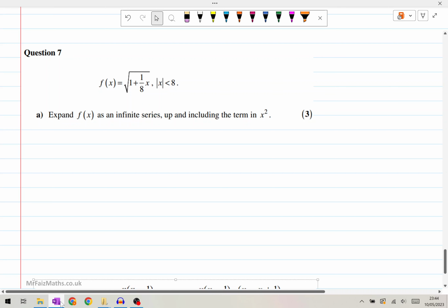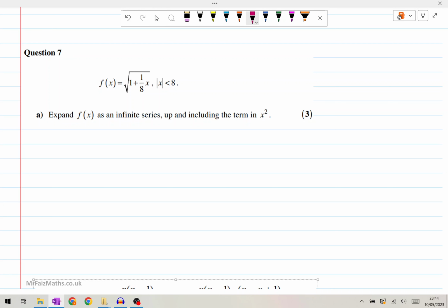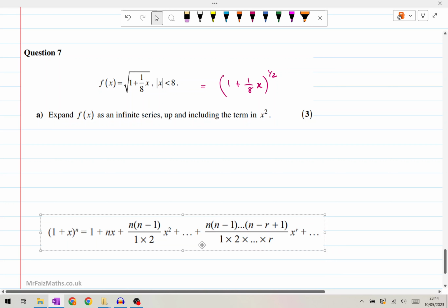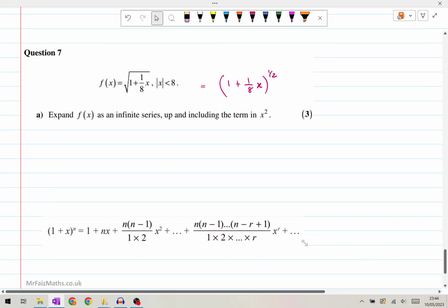Okay, on question number 7, we are given this expression and it's a binomial expansion that we need to do. Now, we would first need to rewrite this function as (1 plus 1 over 8x) to the power 1 over 2. So rewrite the square root as a power of a half. And in the formula booklet, or if you're doing OCR, on the formula sheet at the front of the question paper, you are given the binomial expansion in this form.